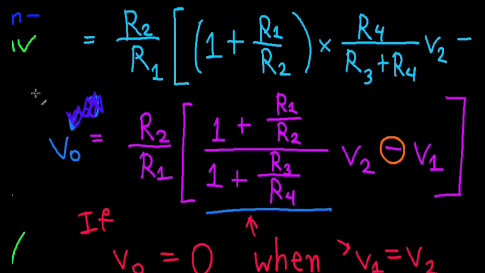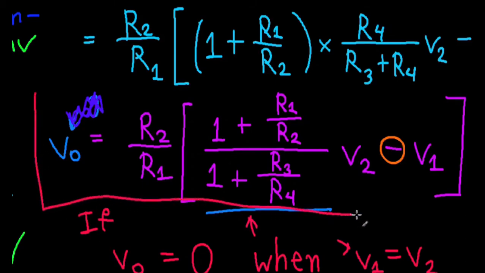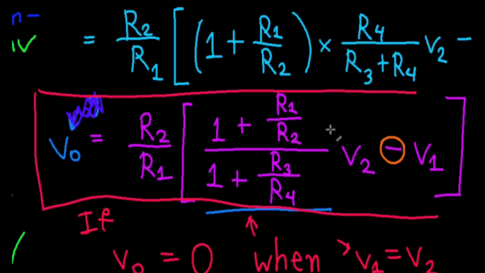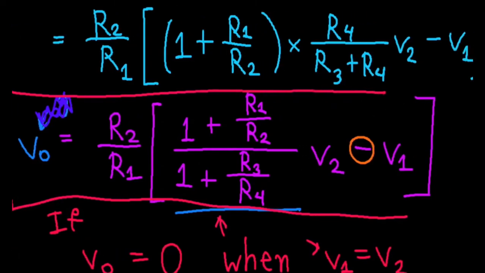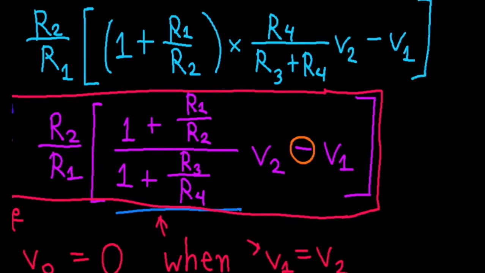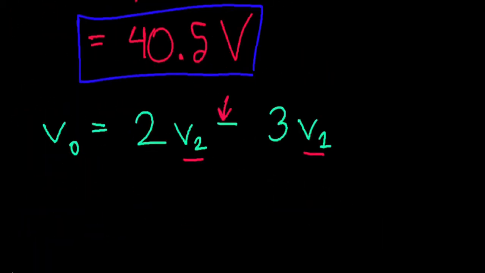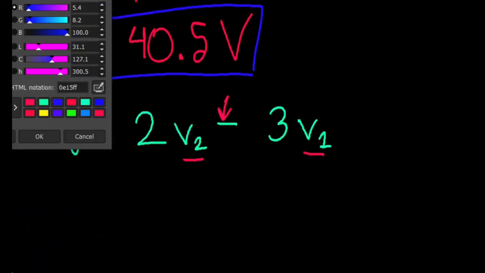Sorry, this is our general formula. I should have boxed this out from the rest. What we have right here, the coefficient of V1, is not actually minus 1. I factored out this. The coefficient of V1 is actually R2 by R1.